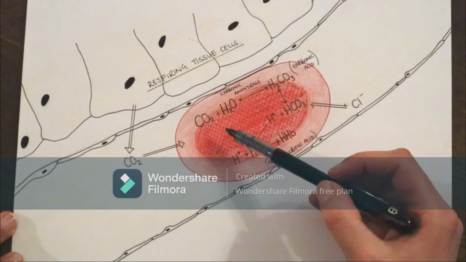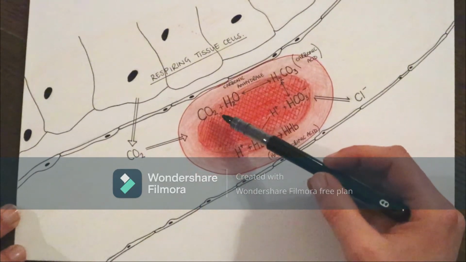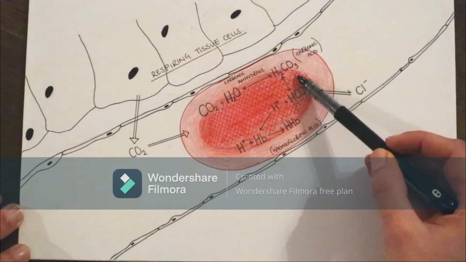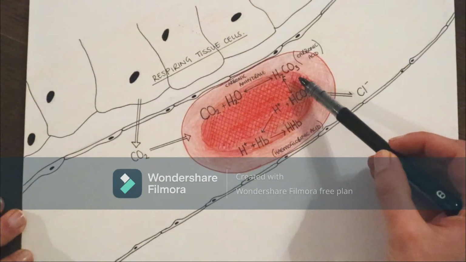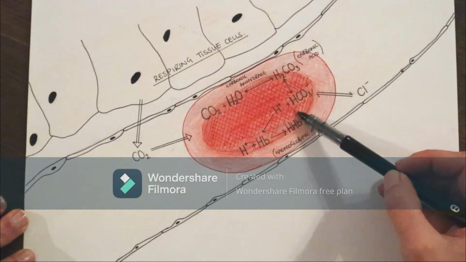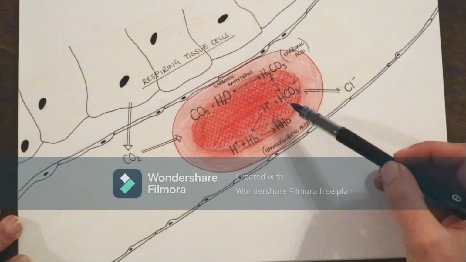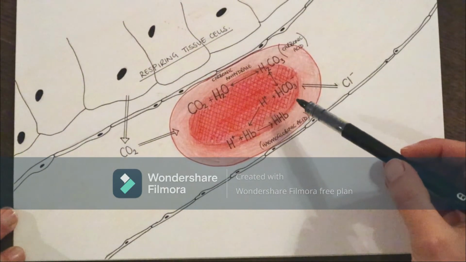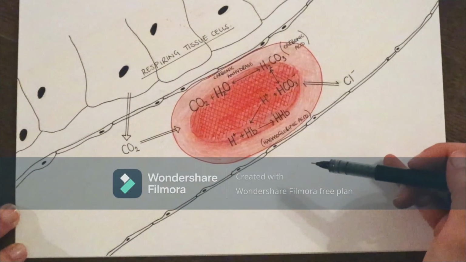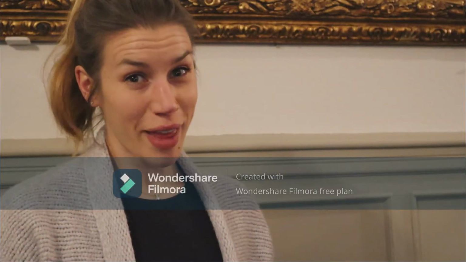The reaction of converting carbon dioxide quickly to carbonic acid and then to its subsequent hydrogen and hydrogen carbonate ions prevents a buildup of carbon dioxide in the red blood cell and maintains the steep concentration gradient so that carbon dioxide can continue to diffuse out of the cells. Got all of that? Good.